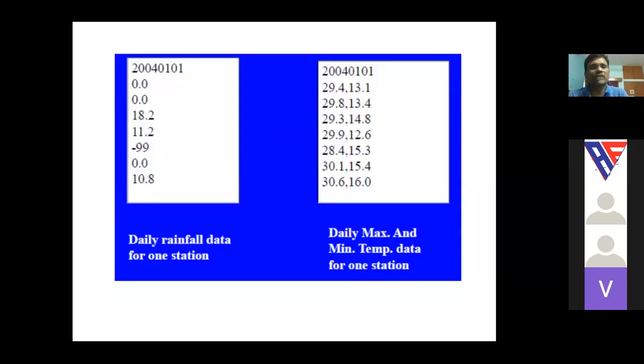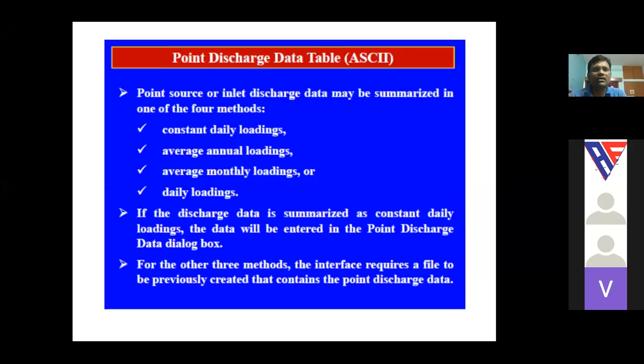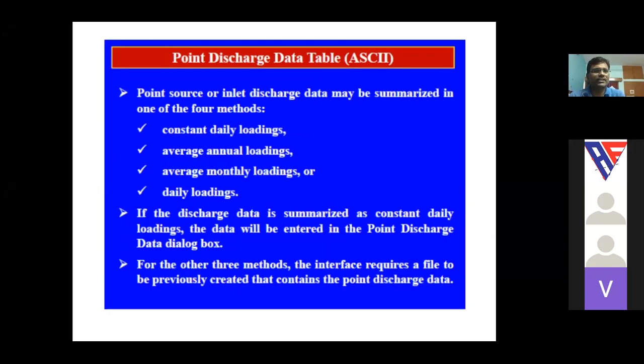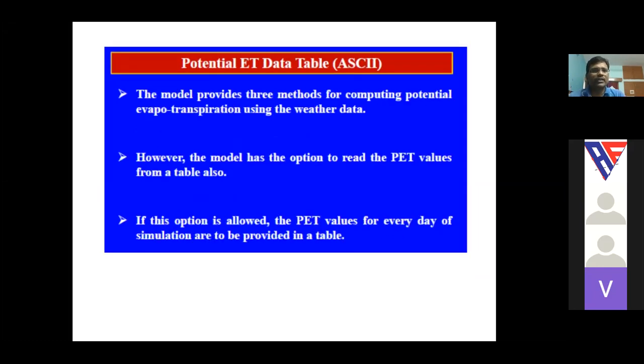Then we have to check the data for missing values, and then we have to correct it. We have to fill these missing values. Otherwise SWAT will automatically simulate and fill the missing values. Then point discharge data, like the observed data sets. We have to see the observed stream discharge or stream flow, or the different loading data related with the sediment or the point source. Then the potential evapotranspiration, I think I have already explained.